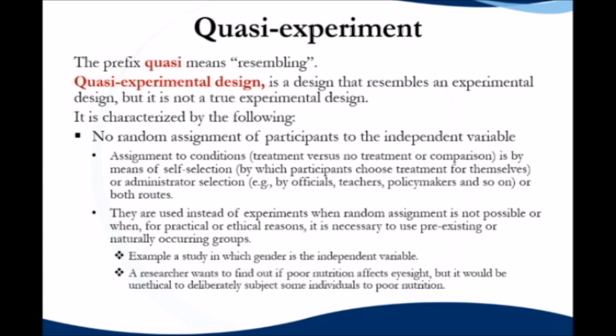So you cannot subject people to poor nutrition. It would be unethical. And then you give the other group very good nutrition and then look at their eyesight, compare how the eyesight performs. It would be unethical to put people into a group of poor nutrition. So a quasi-experiment is done usually because the groups allocate themselves naturally, as I've used the gender example, or it's not really ethical in that particular situation to randomize.